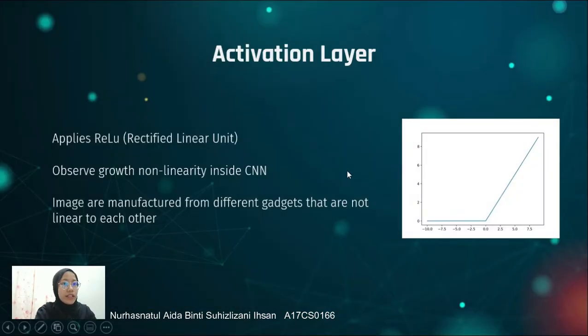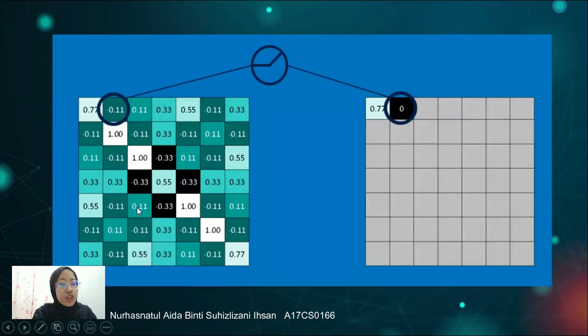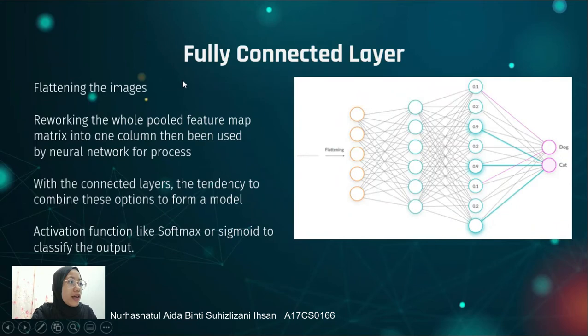Okay, the activation layer applies ReLU, the rectified linear unit. It introduces non-linearity inside the CNN, because images are made of different features that are not linear to each other. Here is an example of the ReLU implementation, where negative values change to 0. This makes the CNN calculation better behaved, as any value near 0 is kept from becoming infinity.